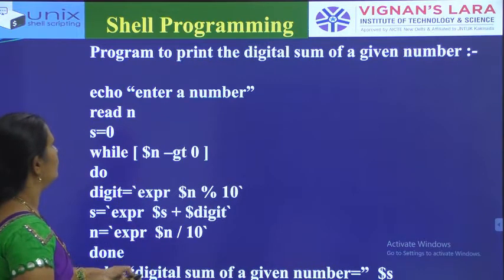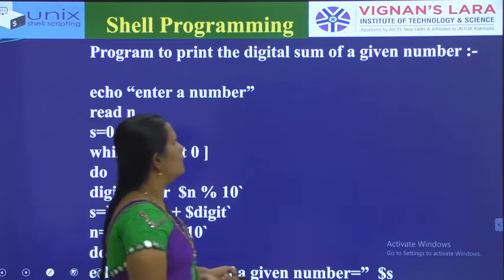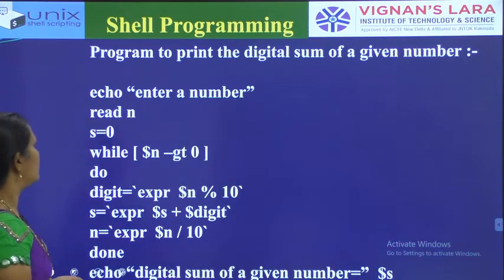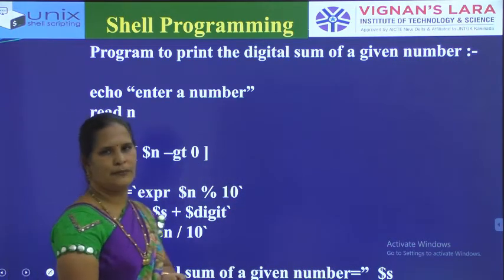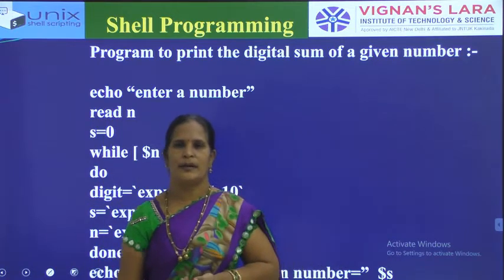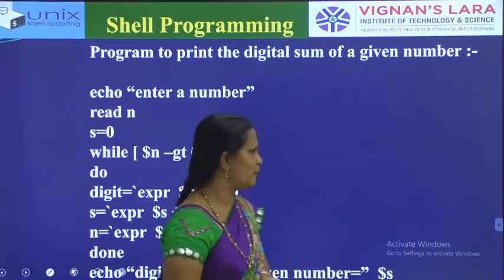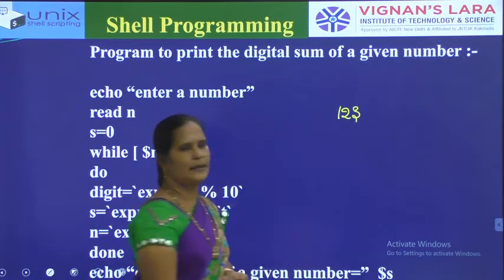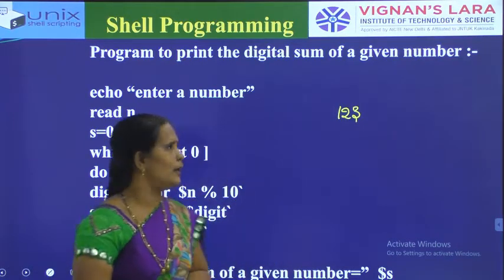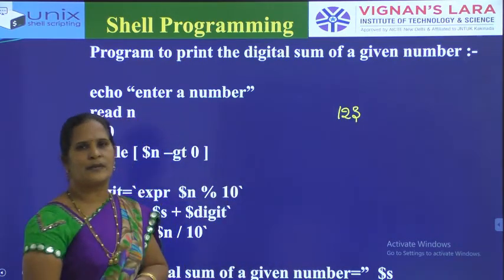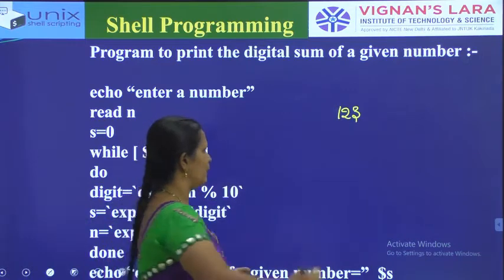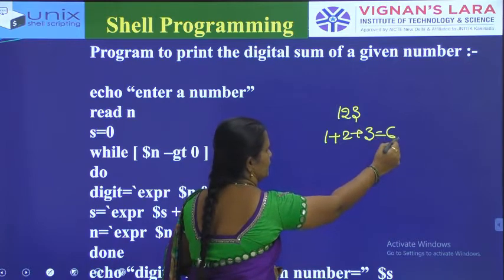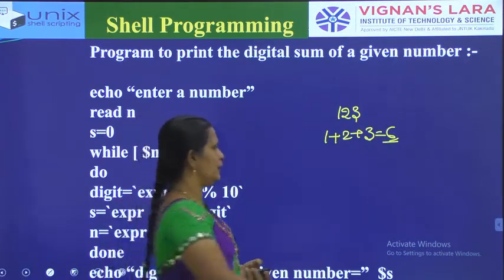Next, the second one is a program to find the digital sum of a given number. First you have to understand what a digital sum is. For example, if I enter the number 123, this number contains how many digits? 3 digits. I want to find the digital sum of the given number. Digital sum here means 1 plus 2 plus 3, which equals 6. I want to print this 6.